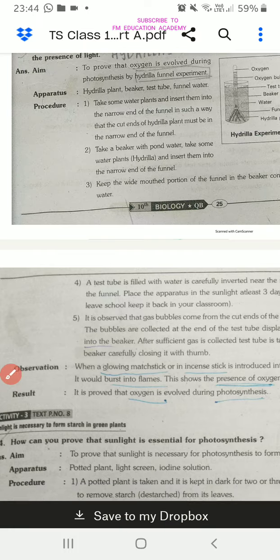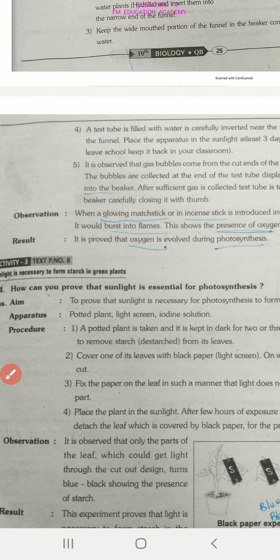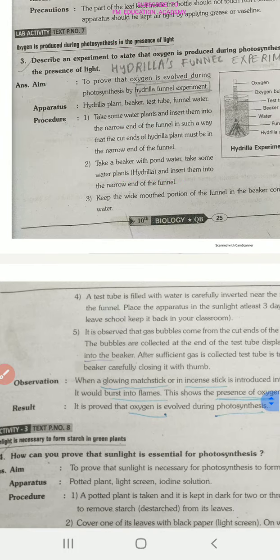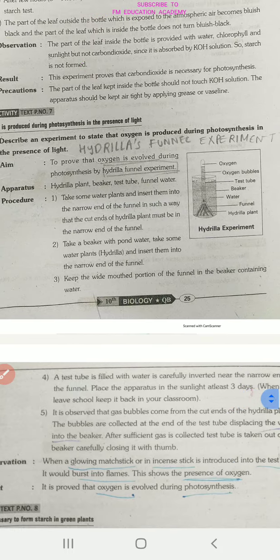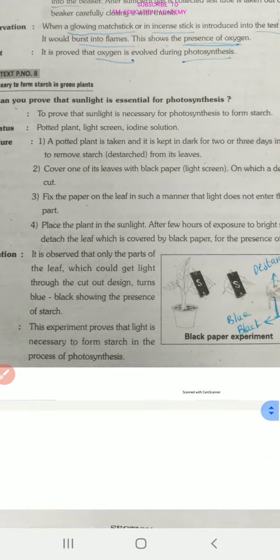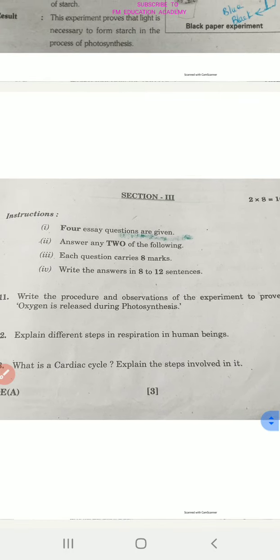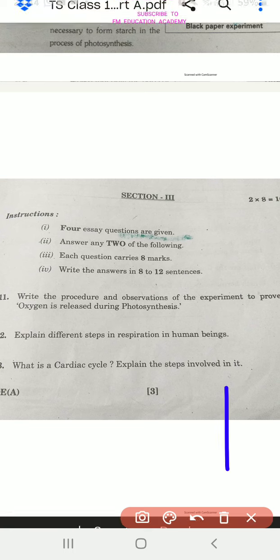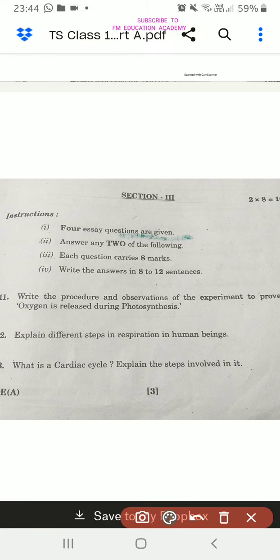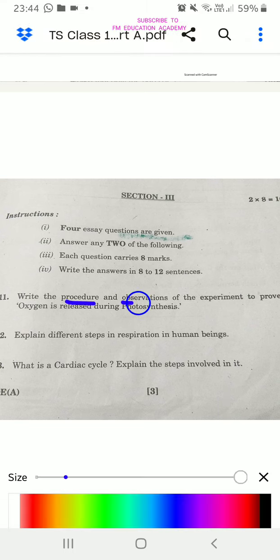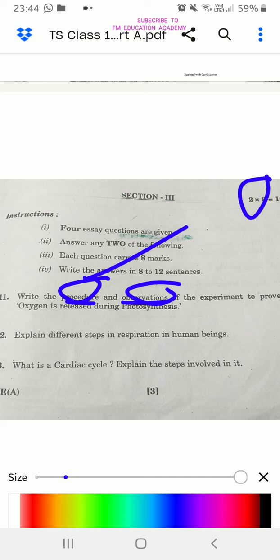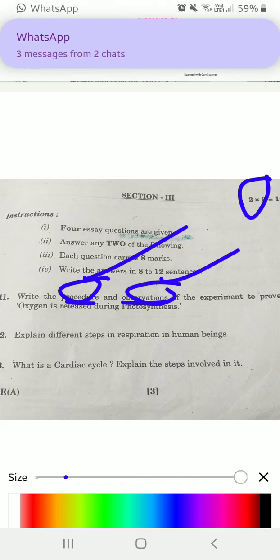Okay, so next question is, it's just told to write procedure and observations. But if you write aim, apparatus, procedure, observation, and result, it is best. Okay, because it is an 8-mark question. But still, if you have written observations and procedure, you can get marks.